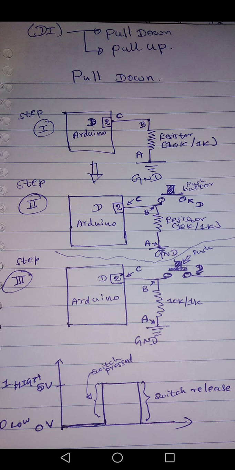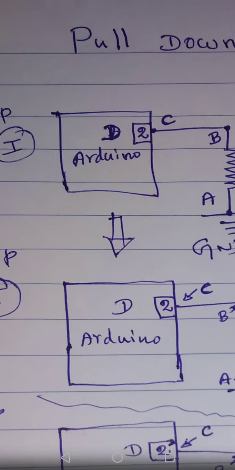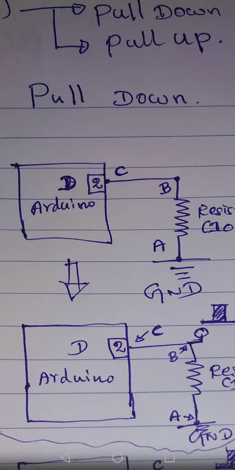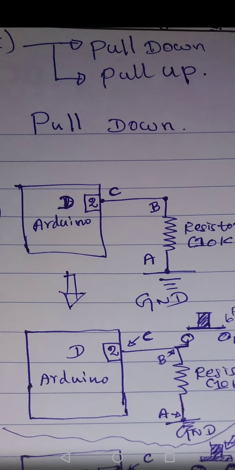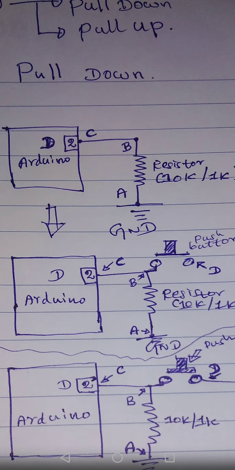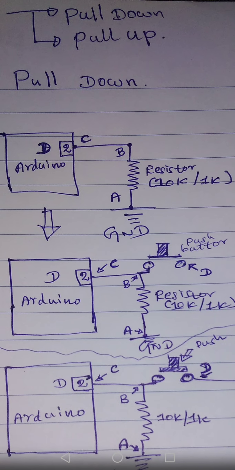If you don't understand, don't worry, when I explain you will understand. So look at the picture in step 1. Don't look at the second or third one, look only at the first picture. In the first picture you can see the Arduino and pin number 2. I mentioned it as D because this is a digital pin.